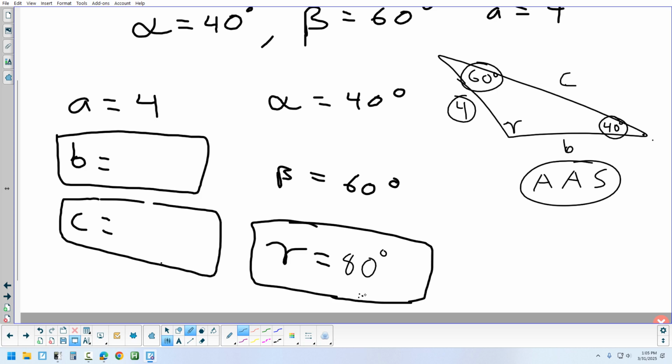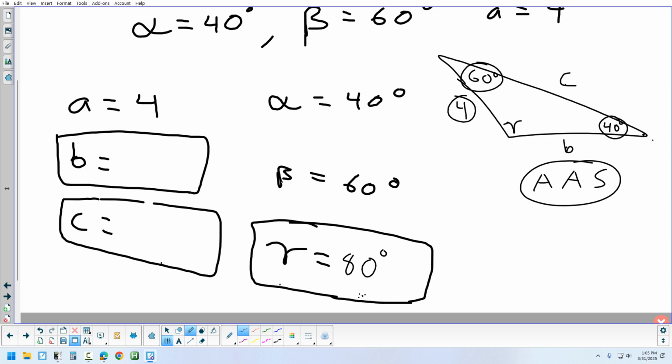So if you get gamma wrong, what's going to happen? You're going to get C wrong. You could still get B right. B has nothing to do with gamma. B has something to do with beta, and beta was given. So it's still worth it if you get stuck to try to finish it, because you could get partial credit.